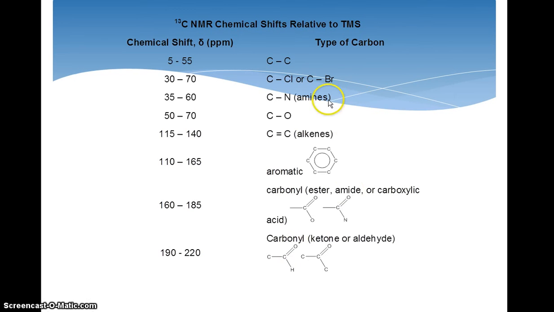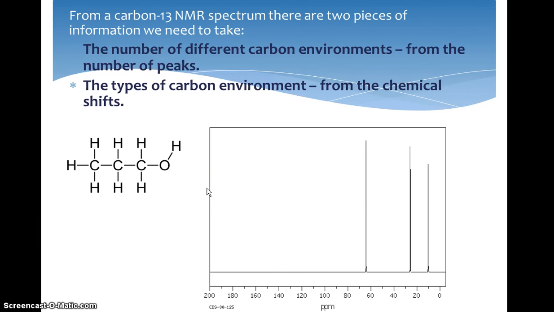Right, so on your data sheet you will have this information, okay, and these are the carbon-13 NMR chemical shifts relative to TMS. And you can see carbons just next to carbons tend to be quite low down on the chemical shift, whereas when they're next to oxygens, as in carbonyls or in aromatic compounds, then we see quite big chemical shifts. So let's have a look at an example.